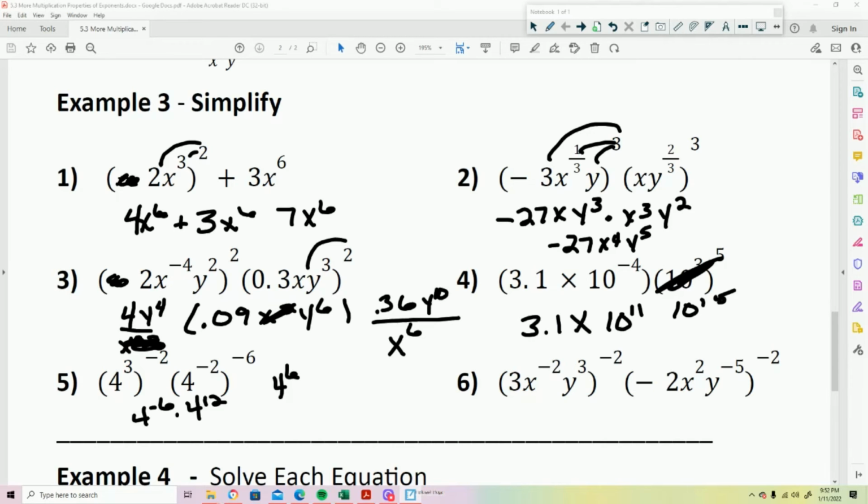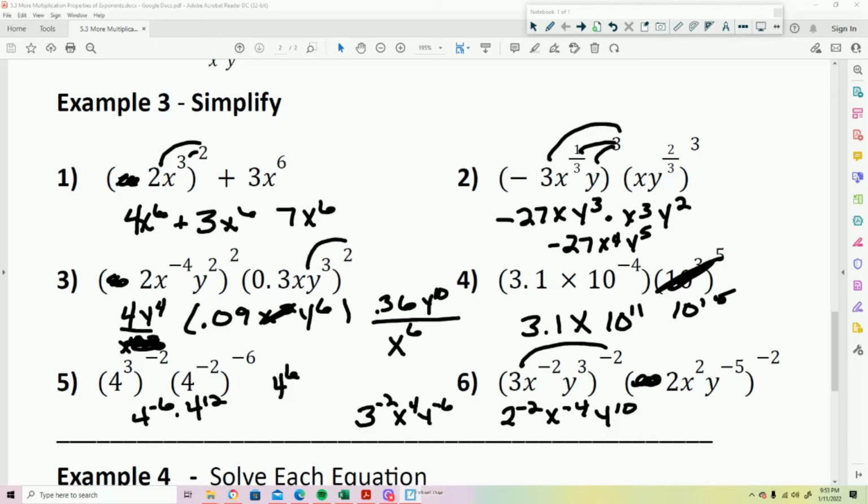Okay, one more. This looks like a doozy. Okay, distribute. That's going to be 3 to the negative 2. I've got x to the 4th. And then I've got y to the negative 6. Okay, we'll fix that in a second. Here, the negative 2, again, you're squaring it, so that negative goes away. The negative doesn't matter with this one, you're just squaring it. Okay, then I've got 2 to the negative 2. I've got x to the negative 4. And I've got y to the positive 10.